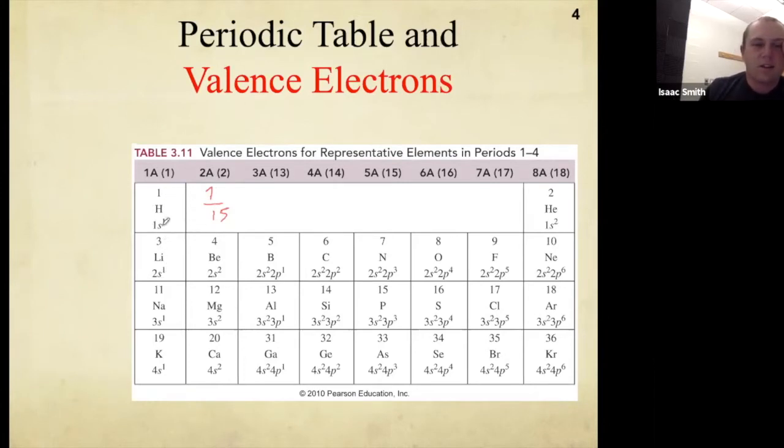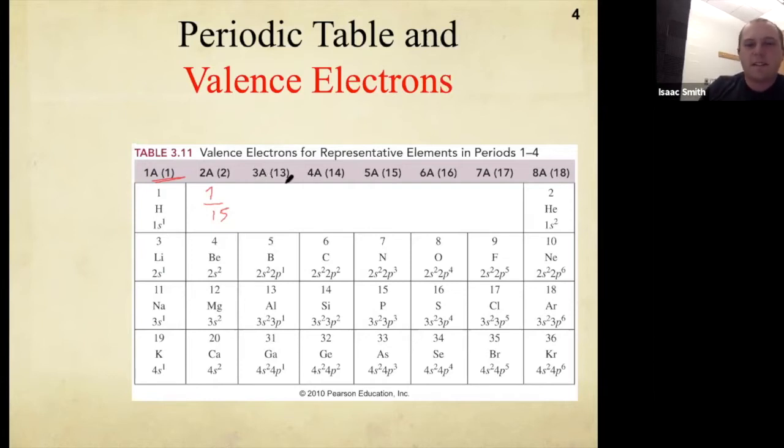So all down the columns here, they're going to have the same number of valence electrons. All of them in the first column, or group, if you want to use that term, are going to have 1 valence electron. In the second group, or second column, you're going to have 2 valence electrons. And in the third group, you're going to have 3 valence electrons.